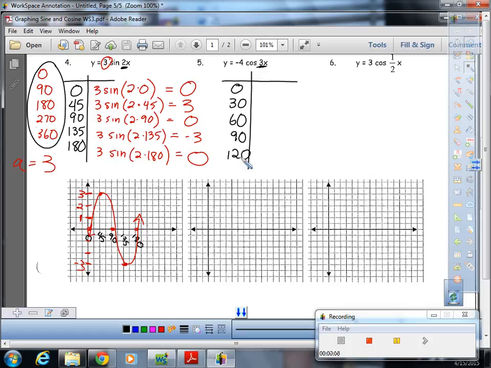Okay? This is going to be a negative 4, a 0, a 4, a 0, and a negative 4. Just got to make sure you type that in your calculator, right? Okay, so again, I'll put a 30 here, 60 there, 90, and 120. And we'll make this 1, 2, 3, 4 is all the way up there.